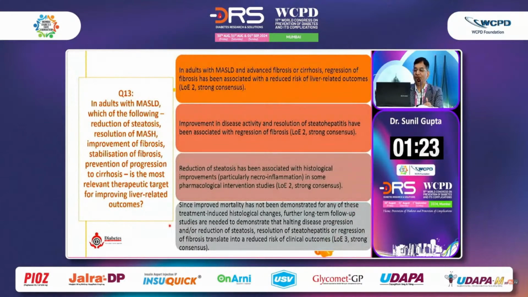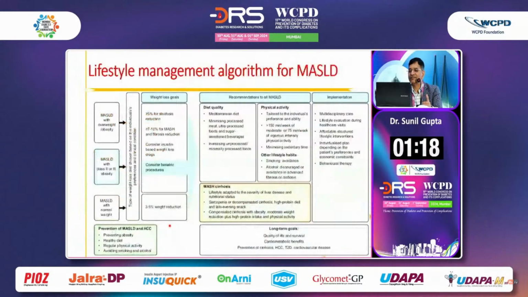Now, which of the following drugs are associated with histopathological improvement, I'll skip this and go for lifestyle modification. With lifestyle modification, if you reduce weight by more than 5%, you will be able to reduce steatosis. A 7 to 10% weight loss will be helpful even for fibrosis reduction, and consider incretin-based therapy like GLP-1 analogs and bariatric surgery. For exercise, the recommendation is 150 minutes per week, and diet control should be followed. Smoking and alcohol are to be avoided.